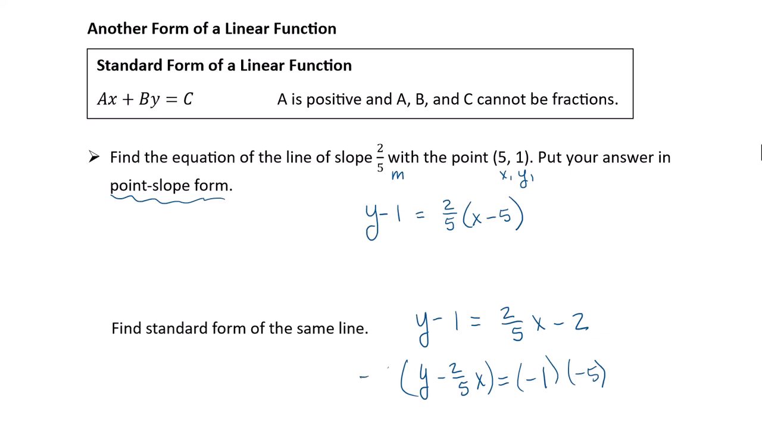Multiplying through by -5 will give me a 2x minus 5y equals +5. And there is our standard form of the same equation.